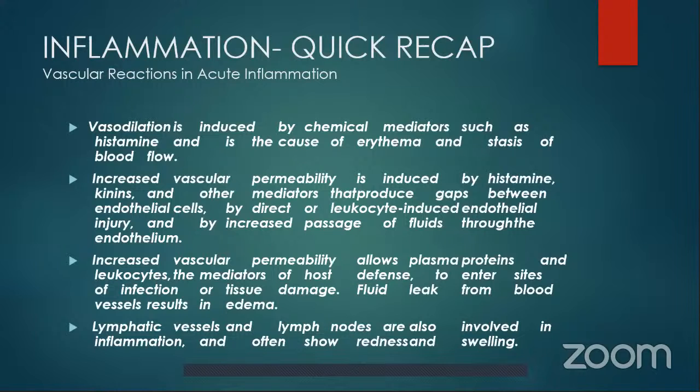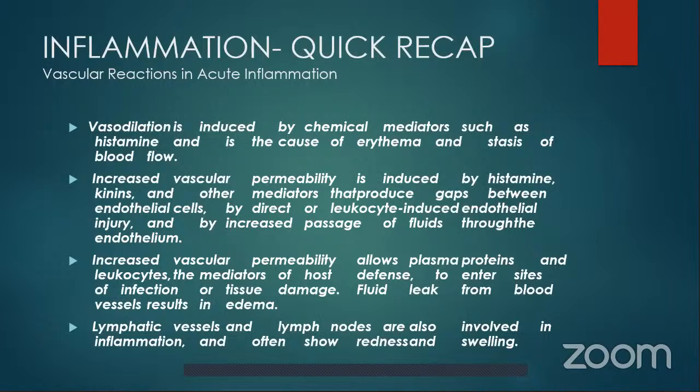So let's go through a quick recap of what we did in the last class of inflammation, because phagocytosis is the next step of whatever we learned in the last class. What we learned was the vascular events in acute inflammation: vasodilatation induced by chemical mediators such as histamine and serotonin is the cause of erythema and stasis of blood flow.